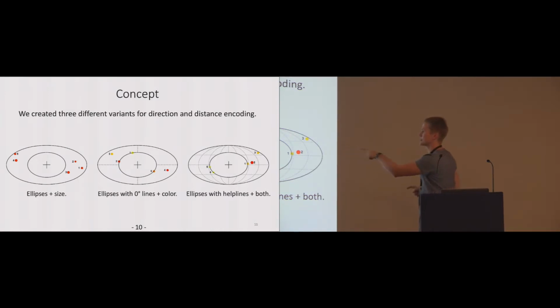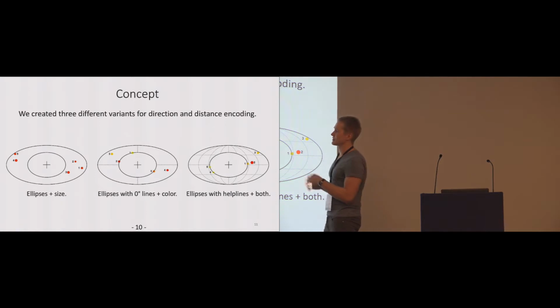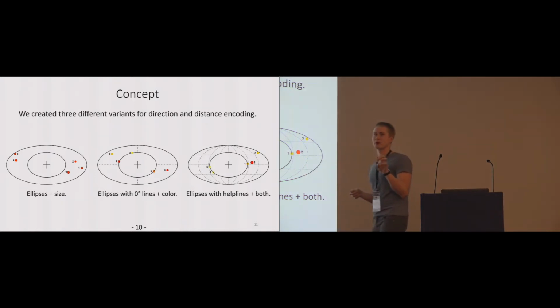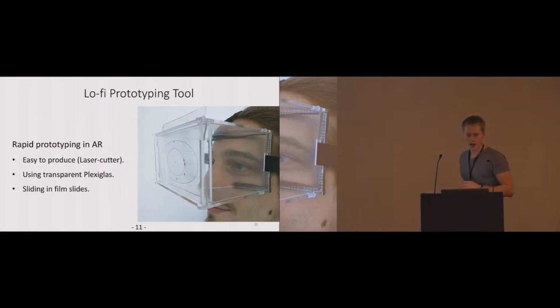We tested these 3 versions, which have different kinds of help or assistance, and we have different encodings for the distance here. We use a gradient from yellow to red, and on the left side there's size, where smaller is far away and bigger is closer by. And the last one is a combination of them.